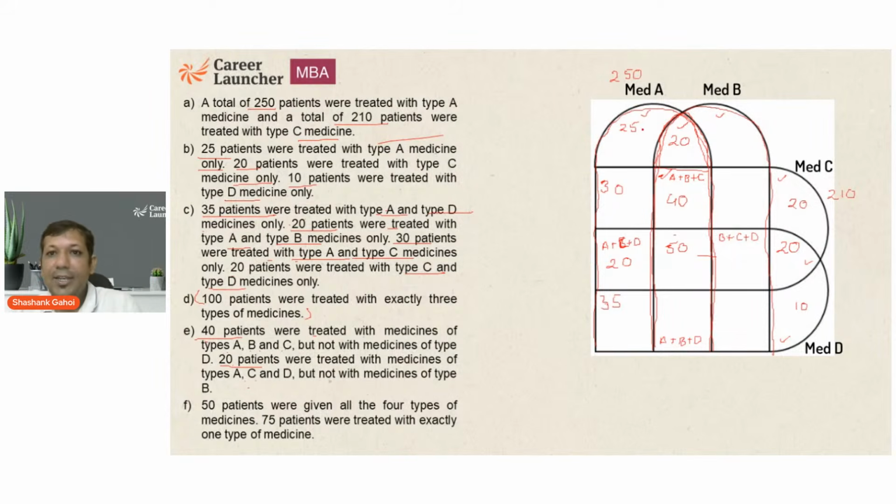And 75 were given exactly 1 type of medicine. So exactly 1 type means 25 plus 20, 45, 45 plus 10, 55. So basically this becomes 20 because the total of exactly 1 should be 75. So I got all those numbers.